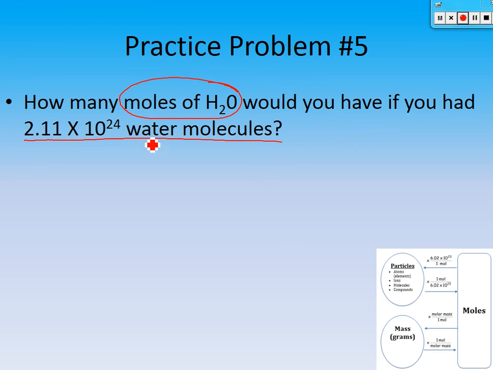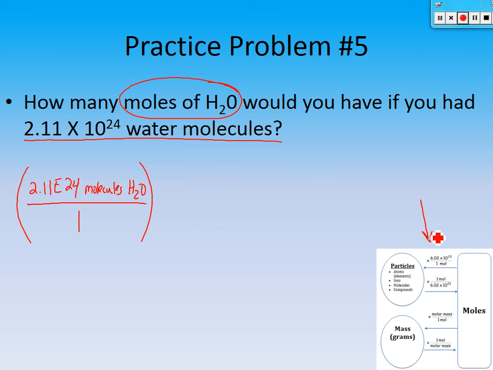Okay, step 2. Write down what you underline and put it over 1. So 2.11 times 10 to the 24th water molecules, or molecules of H2O, and put it over 1. Okay. Step 3, now let's go to the road map. Let's look at where we're at now. Now we're at molecules of H2O. So where do you see molecules? Well, it's right here. That's where we're currently at. Now let's decide where they want us to go to, and it's moles of water.